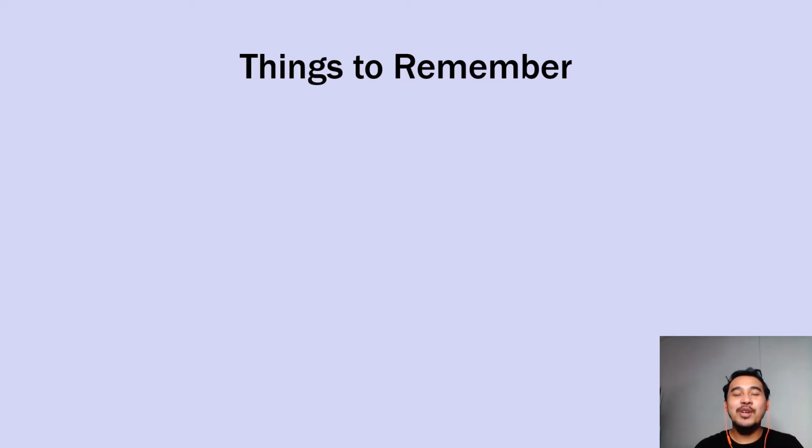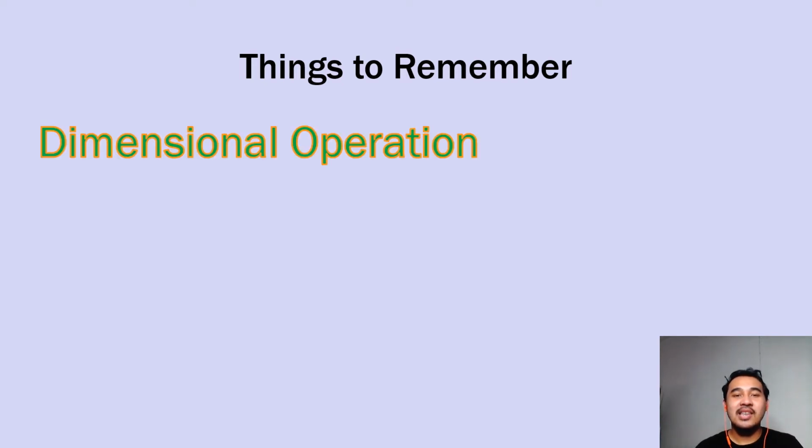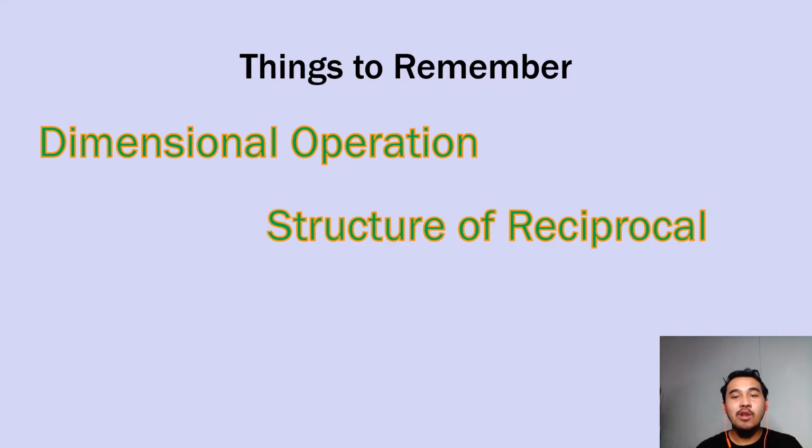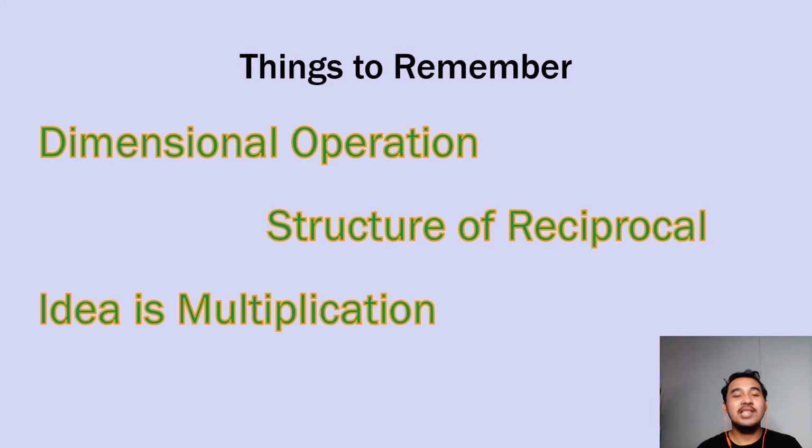Welcome to dividing integers. Things to remember in dividing: it's a dimensional operation, the structure of a reciprocal, and the idea is multiplication. So once again, orange is 1 and yellow is -1 for the model.